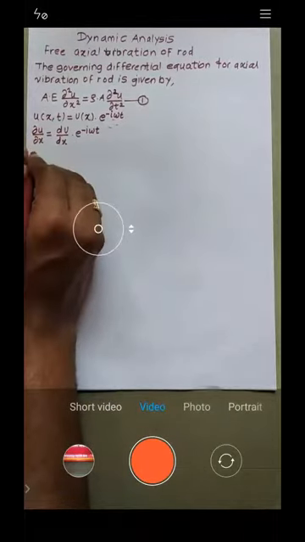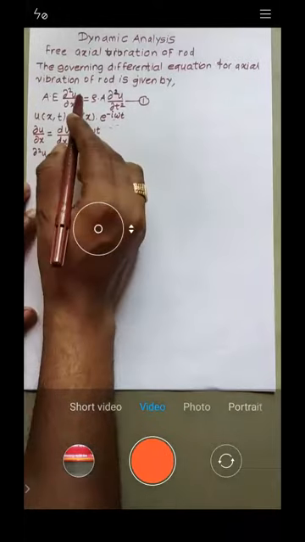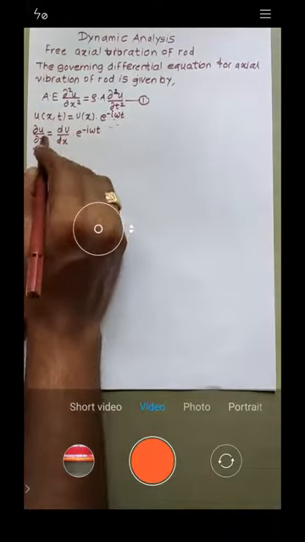Let me know. Now, what is the double derivative? I require dou square u by dou x square. That means you need to differentiate this term one more time.